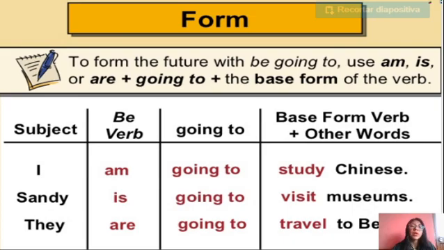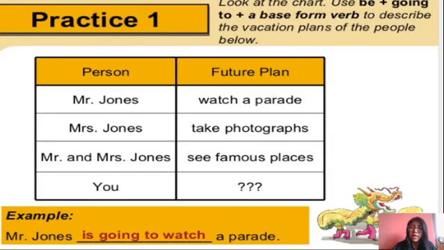Okay, we are going to make an exercise in order to practice. Okay, practice number 1. Look at the chart. Use be going to plus a base form of the verb to describe the vacation plans of the people below. Okay, here you have the people, the subjects, and the future plans. For example, Mr. John is going to watch a parade.